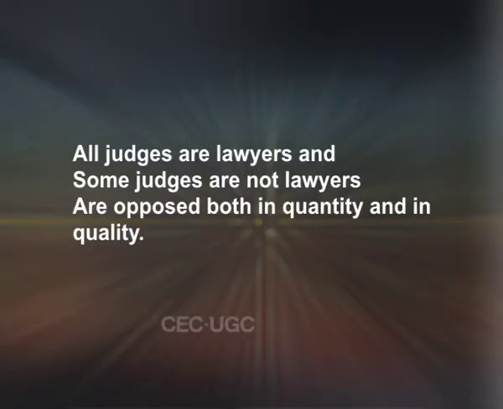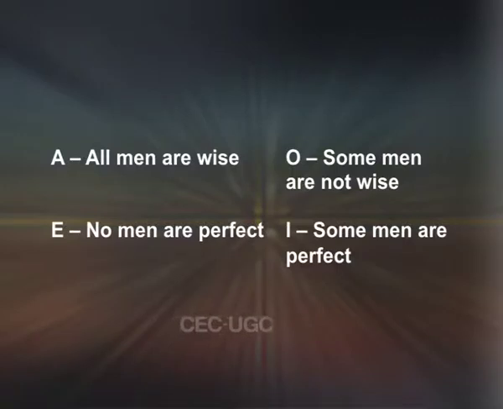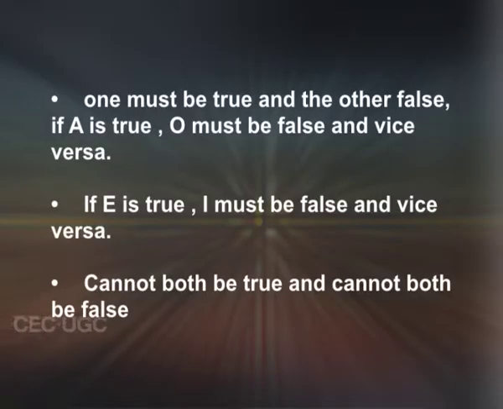Thus, the A and O propositions, all judges are lawyers and some judges are not lawyers, are opposed both in quantity and in quality. A, all men are wise. O, some men are not wise. E, no men are perfect. I, some men are perfect. Of the two contradictories, one must be true and the other false. If A is true, O must be false and vice versa. If E is true, I must be false and vice versa. They cannot both be true and cannot both be false.